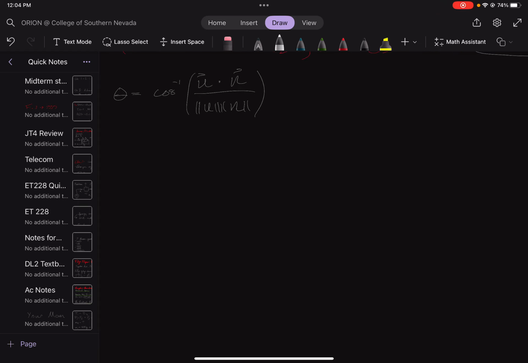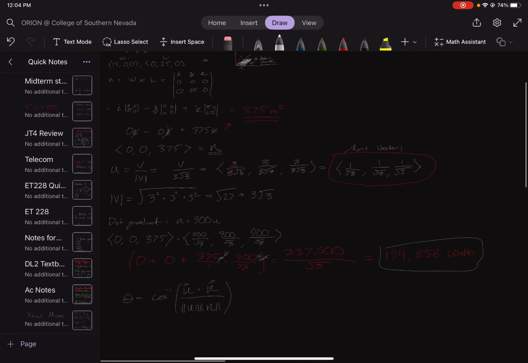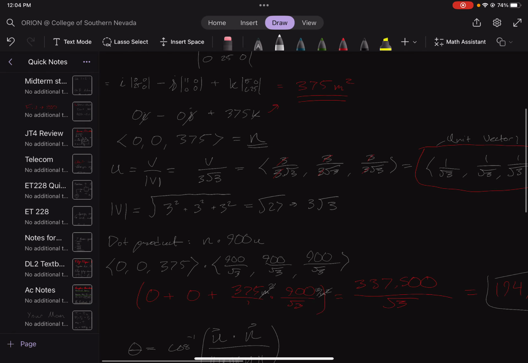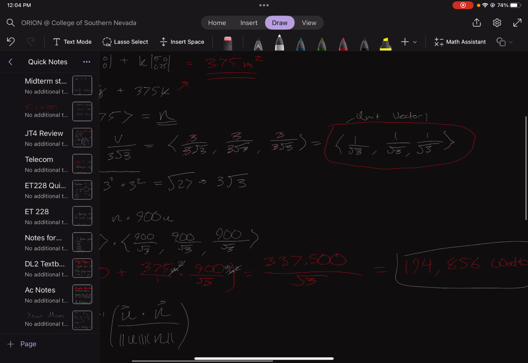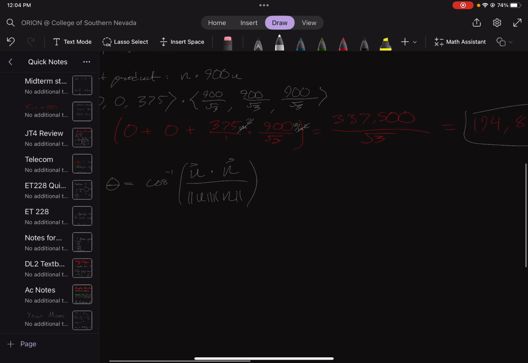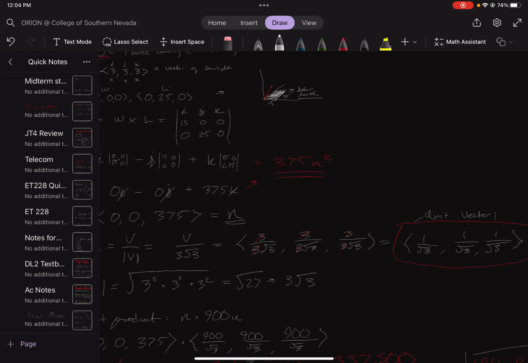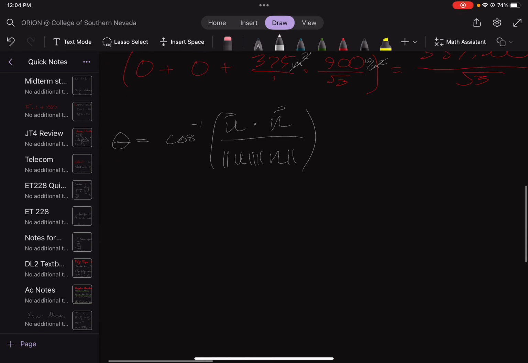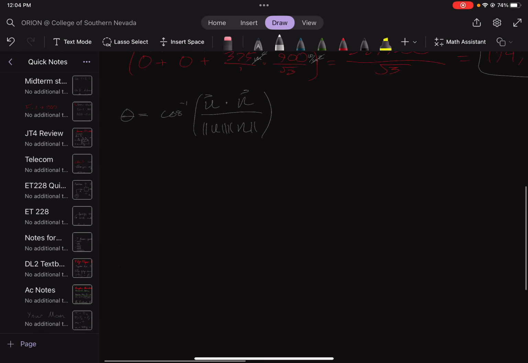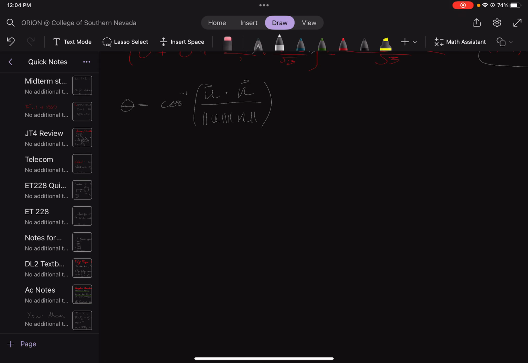Now, let's see. The magnitude of n is really easy to calculate. Technically, we didn't have the magnitude of n, we had the vector of n. But to find the magnitude of it, aka that area from before, we can also just do this. I'll just get the magnitude of both.